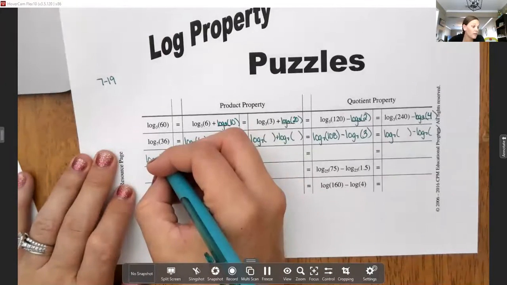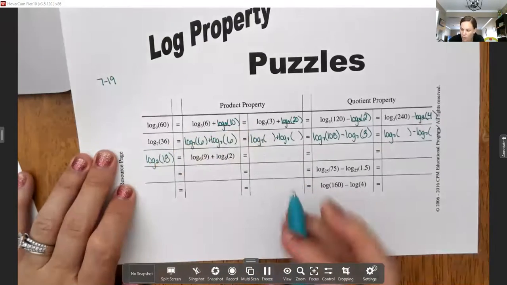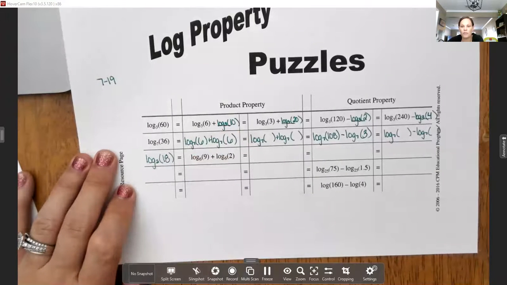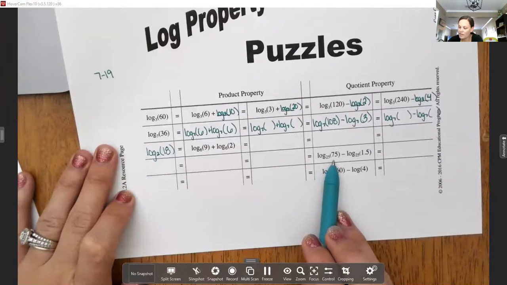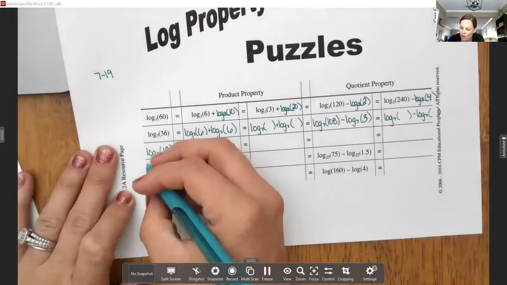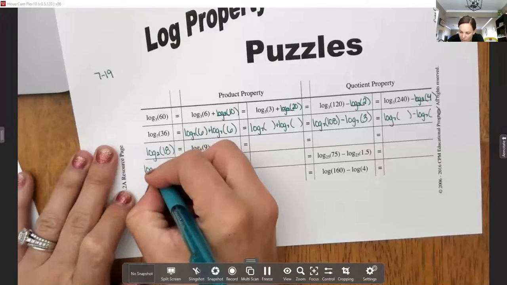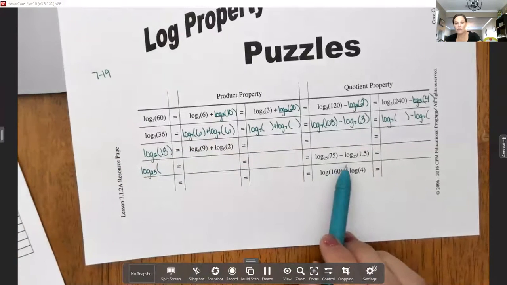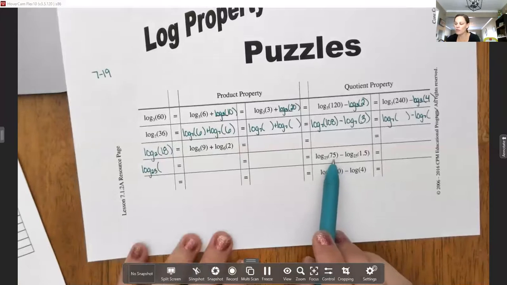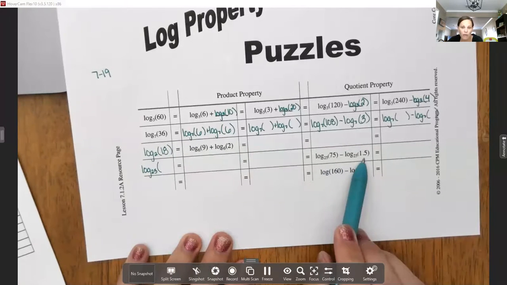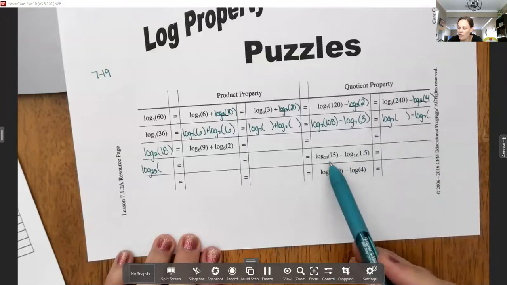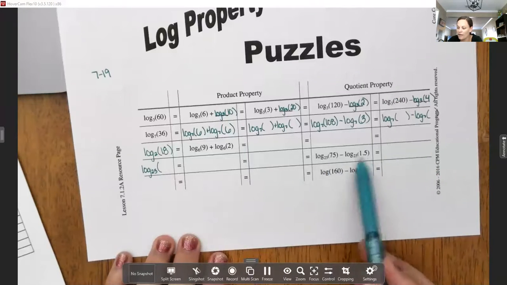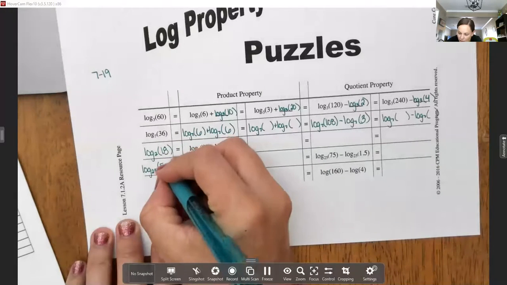So this would be 18, because 9 times 2 is 18. Down here, they only give us one: log base 25 of 75 minus log base 25 of 1.5. Again, we know it's log base 25. To figure out what it's the single log of, you do 75 divided by 1.5. That's the quotient property. If we subtract 2 logs with the same base, to make it one single log, we divide those numbers. So that would be 50.